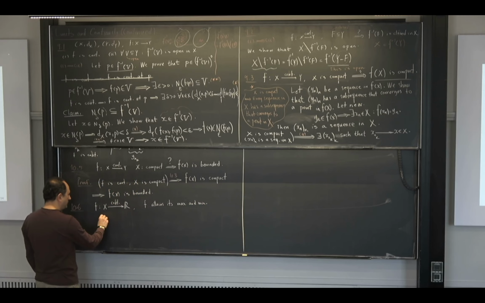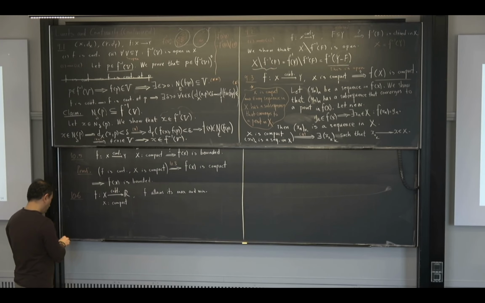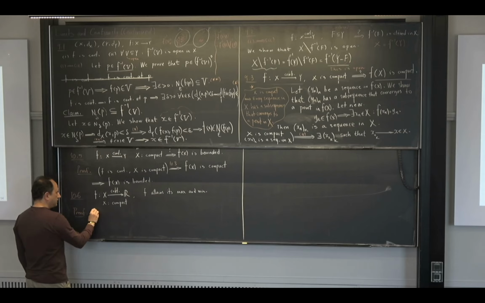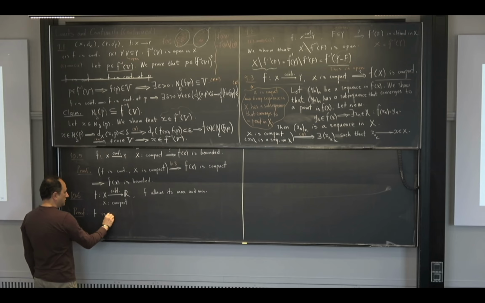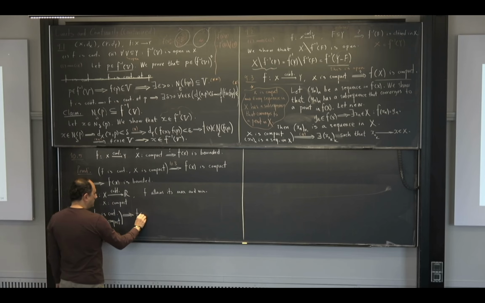One important part is that X is compact. So if I have a real valued function on a compact set, then f attains its maximum and minimum. Why is that? Let us do that. f is continuous, X is compact. What I can conclude is that f(X) is bounded.